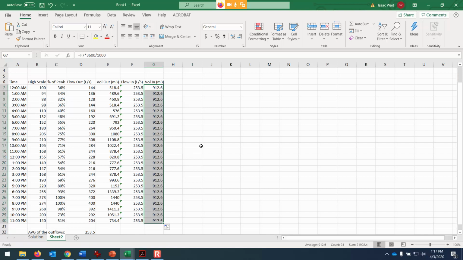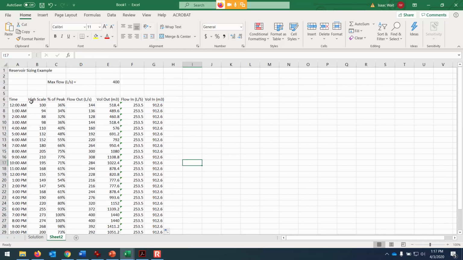All right, so now compare what's happening between midnight and 1 a.m. During that 1 hour period, there is 518 cubic meters of water going out of the reservoir, but 912 cubic meters going in. So obviously during that hourly period, the reservoir is getting deeper.